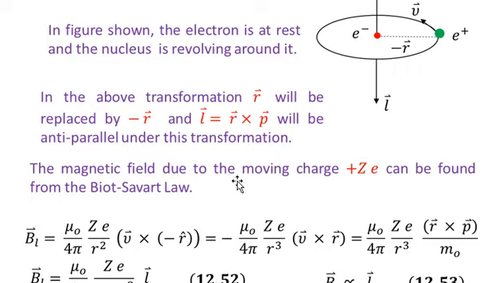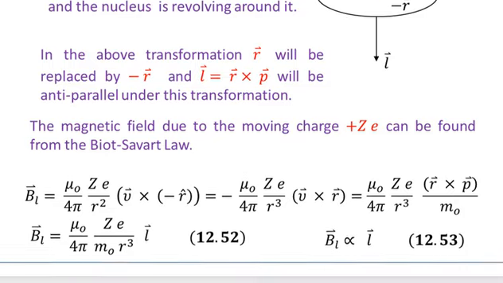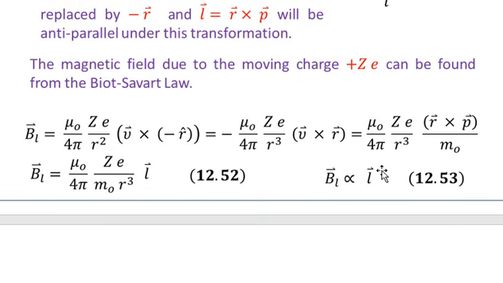The magnetic field due to the moving charge plus Ze can be found from the Biot-Savart law. So this is what we have assumed, that the electron is at rest and the nucleus is revolving. That is, a positive charge is revolving around the electron. This is because we wanted to apply the Biot-Savart law. Under that condition, applying the Biot-Savart law to the geometry shown, we have BL, the magnetic field at the location of the electron, equal to mu naught over 4 pi into Ze over r square. And in the parentheses, we have v cross minus r hat, where r hat is a unit vector.